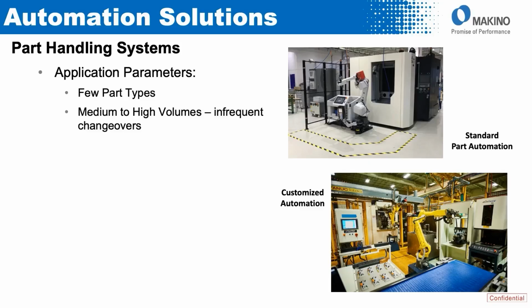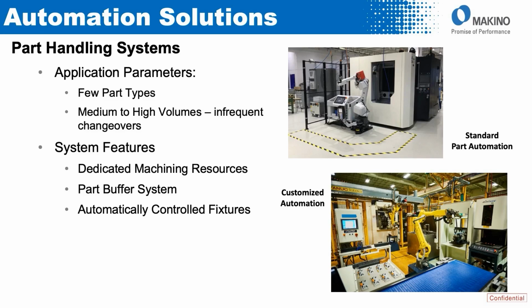So let's talk about the part handling systems. The application parameters around that is where we have few part types, but higher volumes, medium to high volume. You're not changing over that machining center between different part types very often.